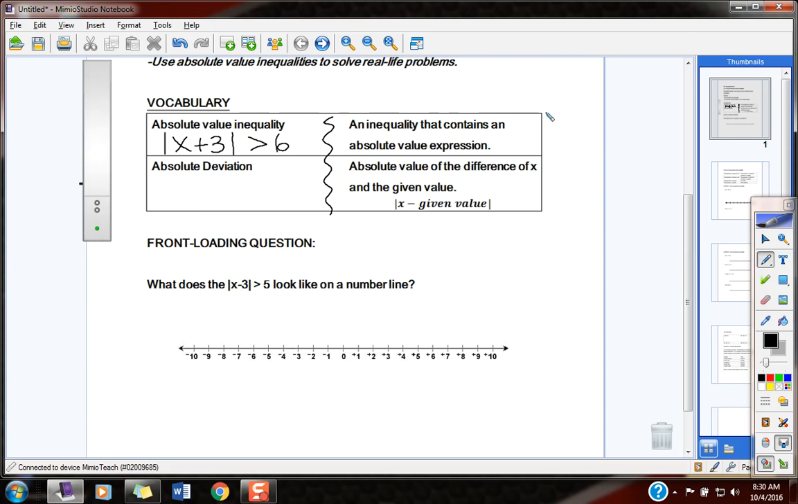So basically, the absolute value is really going to be x minus some given value, and we'll talk about what that means here. But what you really need to know here is the following. You need to know this formula right here. If you ever see absolute deviation, we're going to refer to this. So that'll be pretty important. You may want to highlight that.